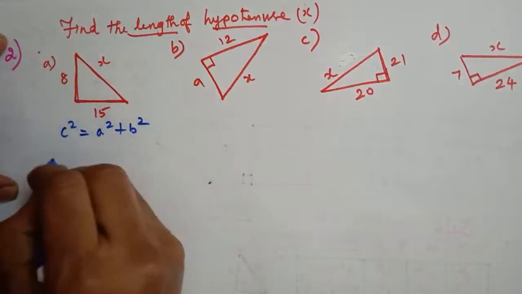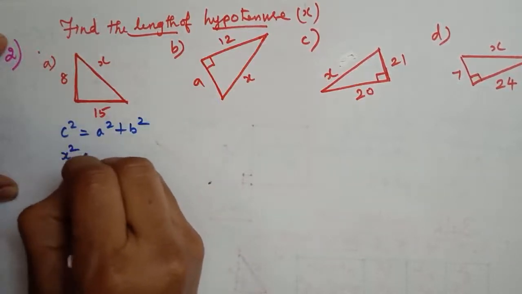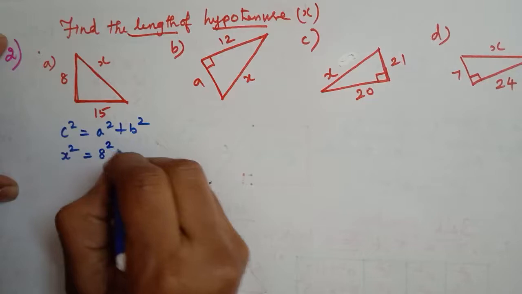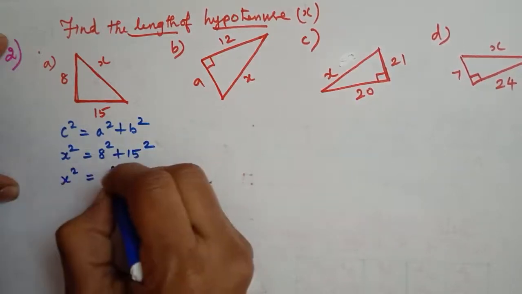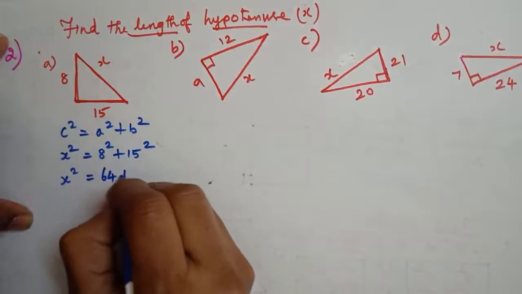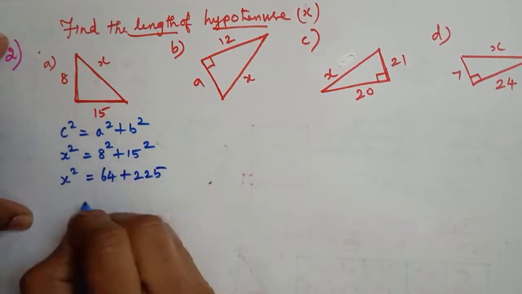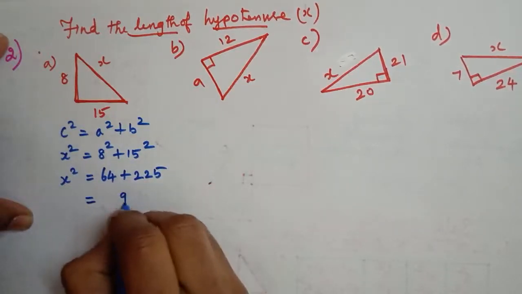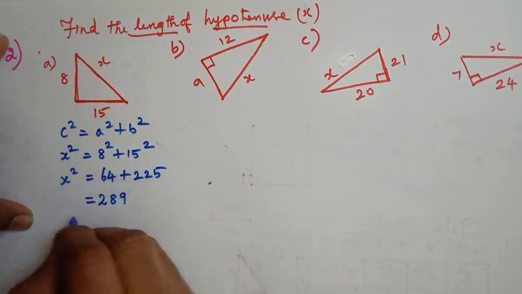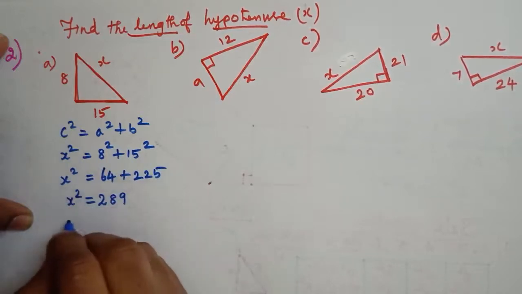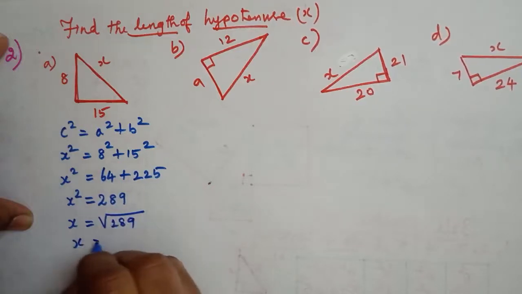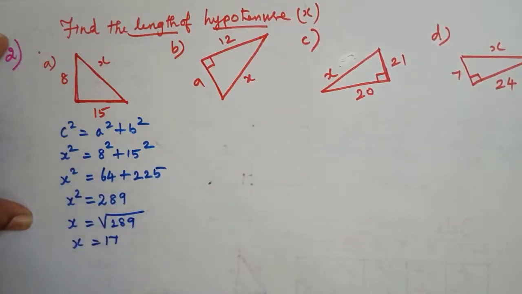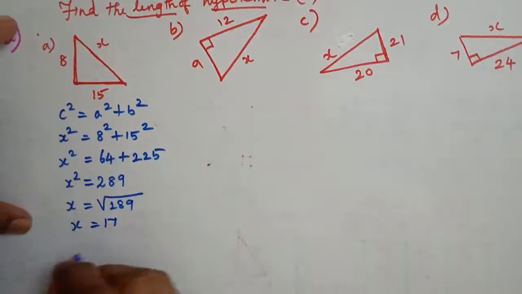So c squared, that means here x squared, is equal to 8 squared plus 15 squared. x squared is equal to 8 squared, 64, plus 15 squared, 225, so that is equal to 289. x squared is equal to 289, x is equal to root of 289, therefore x is equal to 17. Or otherwise you can write directly x is equal to 17.